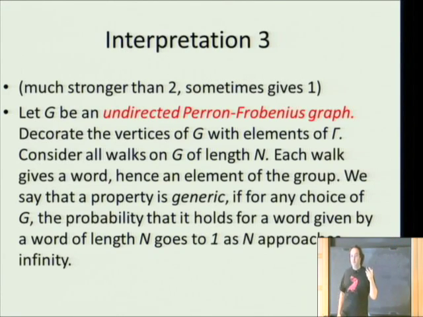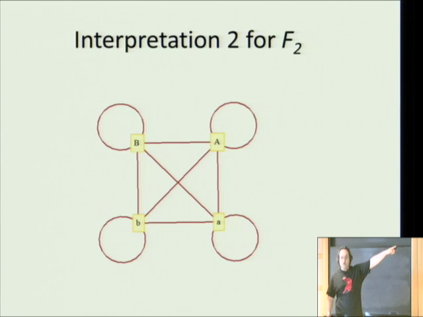Now, my interpretation 1, or 2 actually, where we just take all the words without care for what they're canceling, corresponds to a certain choice of G. So for the free group on two generators, this is the graph. Every vertex is connected to every other vertex, and in fact, to every vertex, including itself. So the walks will just correspond to all words, and then we can cancel them.